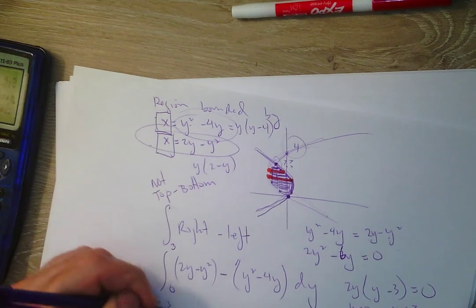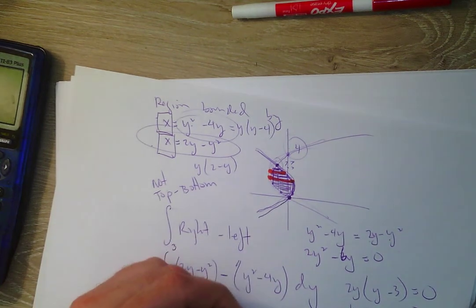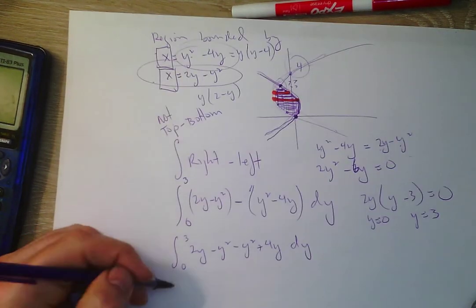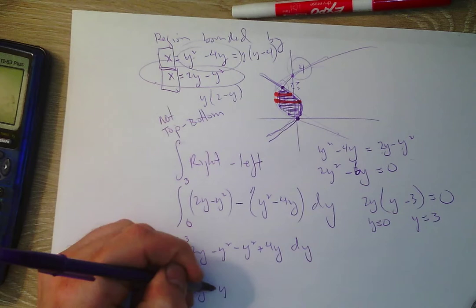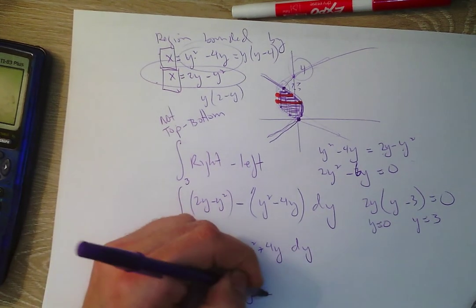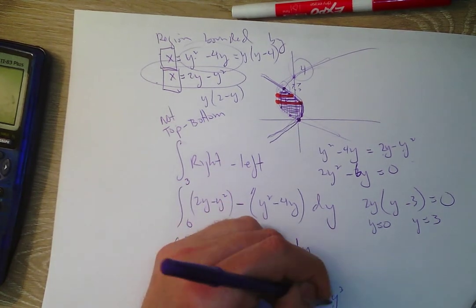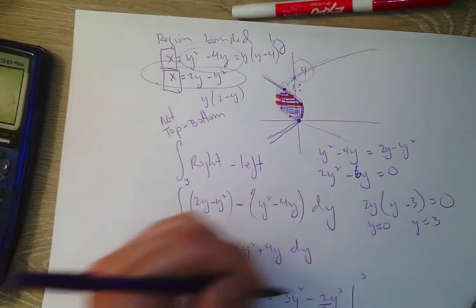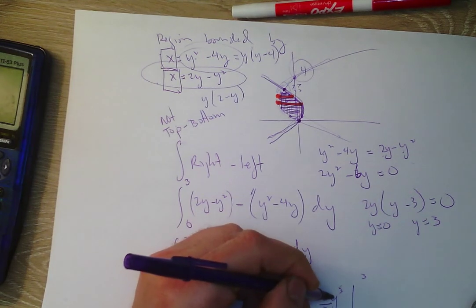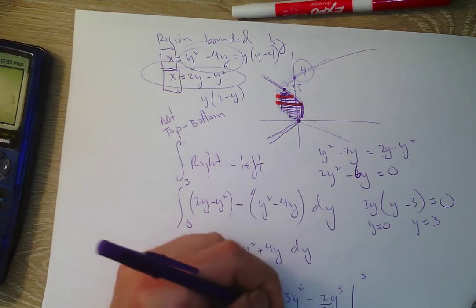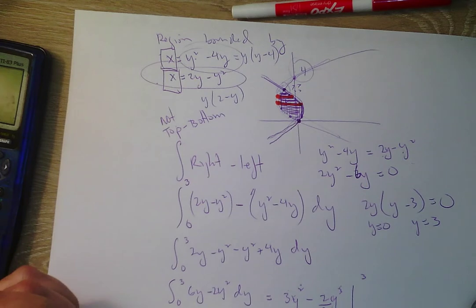I'm integrating 0 to 3 of 2y minus y squared plus 4y dy, which is the integral from 0 to 3 of 6y minus 2y squared dy. That'll be 3y squared minus 2y to the third over 3 from 0 to 3. 3 squared is 9. 9 times 3 is 27. 3 to the third is 27. Divided by 3 is 9. 9 times 2 is 18. And I end up with 9. My area here is 9.